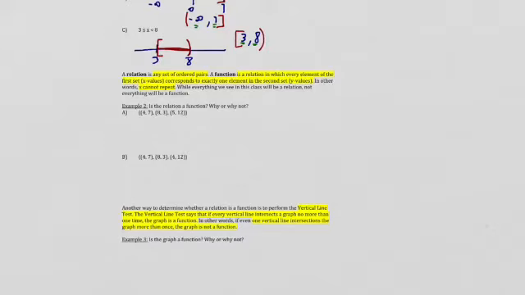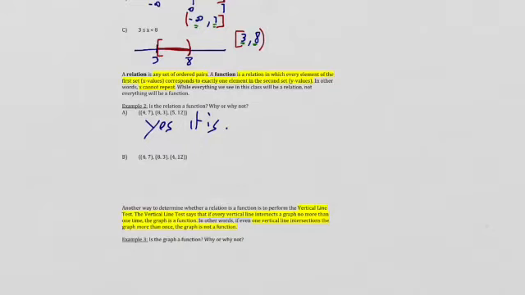So now let's talk about relation and function. A relation is any set of ordered pairs, while a function is a relation in which every element of the first set corresponds to exactly one element in the second set. In other words, x cannot repeat. So when I look at example number 2, for A, is the relation a function, why or why not? Yes, it is, based on the definition of a function.